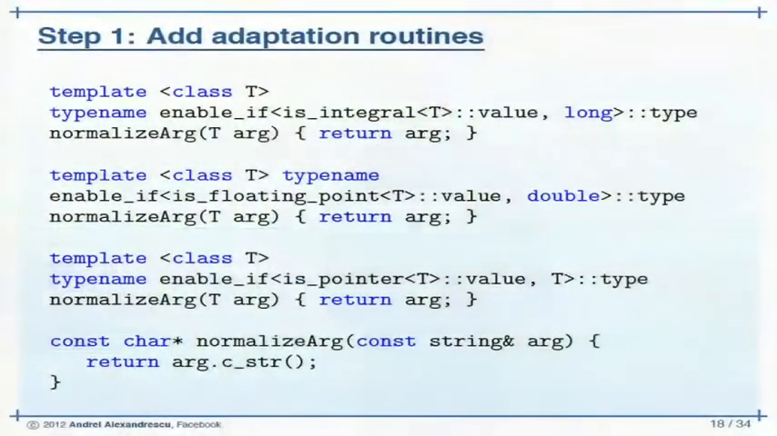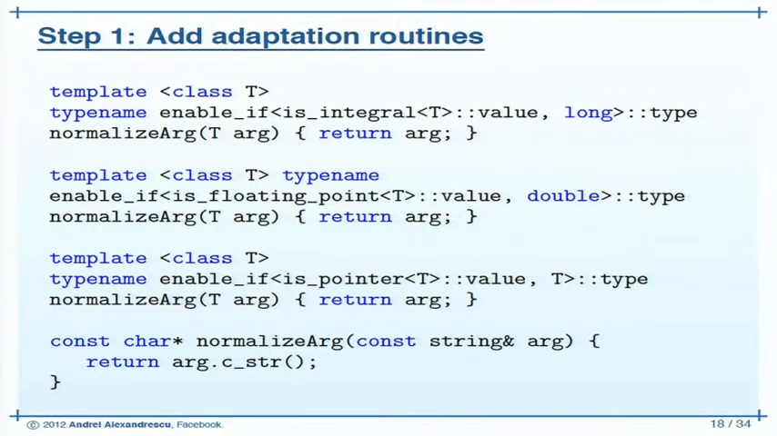Step number 1. First, we need to add some adaptation routines. The dot dot dot in printf has some weird rules. All integrals become long. All floating points become double. All that stuff, right? So here's what I'm going to do. I'm going to use this enable_if idiom, which I'm going to talk more about tomorrow. And I'm going to say, if this type is integral, just convert it to a long. If the type is floating point, then I'm going to return a double.